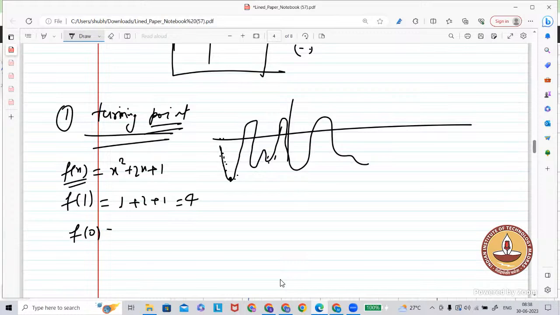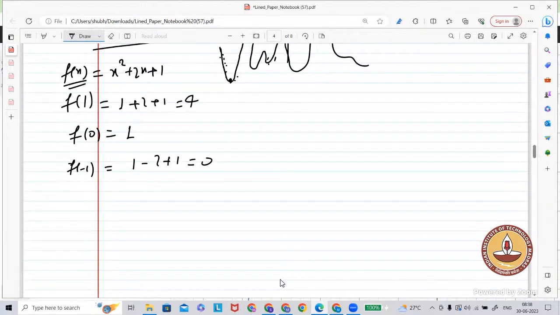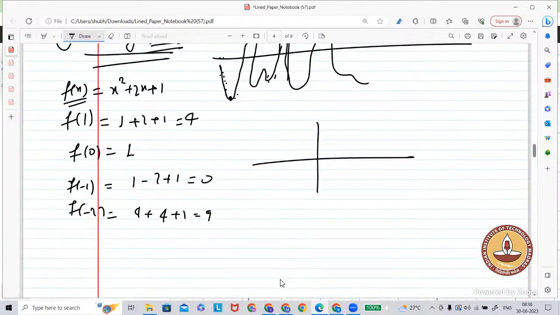If you substitute 0, what you will get here? This is 1. And if you substitute minus 1, this is going to be 1 minus 2 plus 1, which gives 0. And if you substitute f(−2), this is going to be 4 plus 1, this is 9. So what is happening here? If you see the graph here, minus 1 is here. The graph of this function is like this.